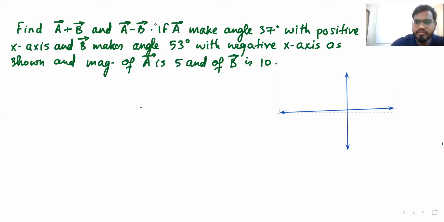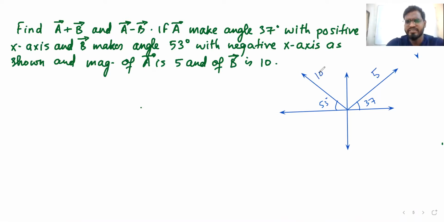Now what we can do here is take vector a and vector b. Vector a is at 37 degrees, and vector b is at 53 degrees. The magnitude of vector a is 5, and the magnitude of vector b is 10.